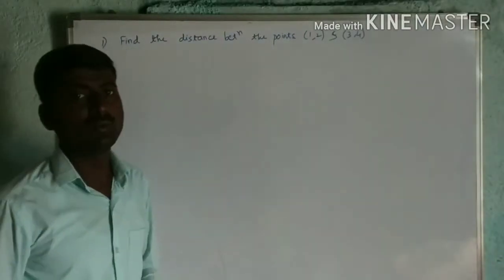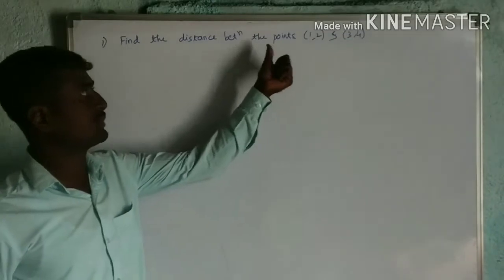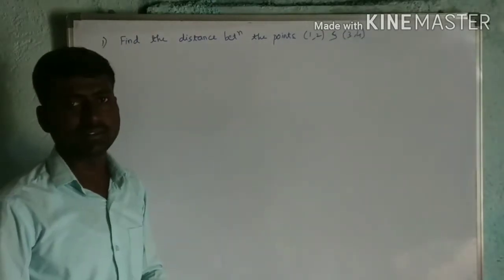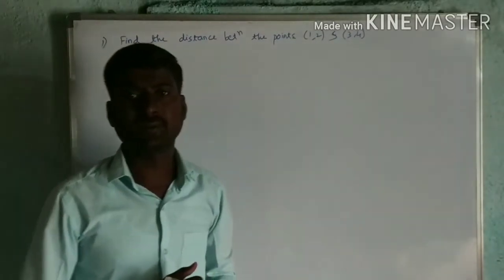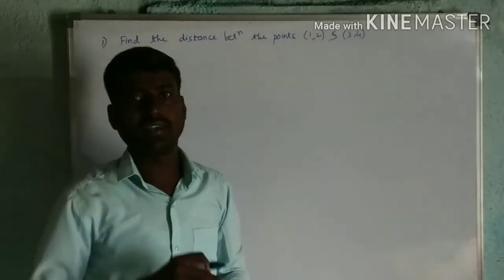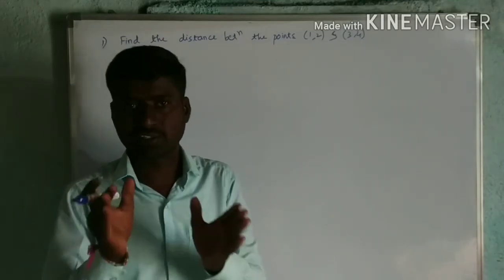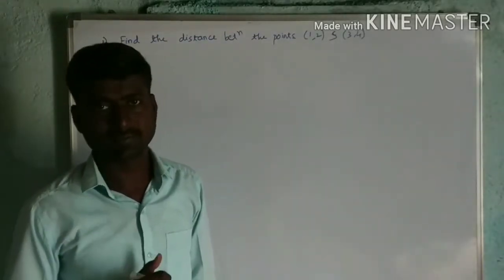Let us take one question, that is find the distance between the 2 points. We have to find the distance between 2 points. They given 2 points. So already we know the distance formula, that is square root of x2 minus x1 whole square plus y2 minus y1 whole square. By using that formula, we have to find the distance between these 2 points.